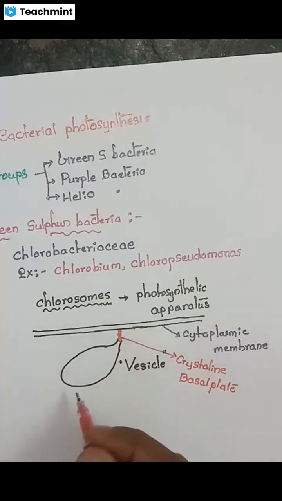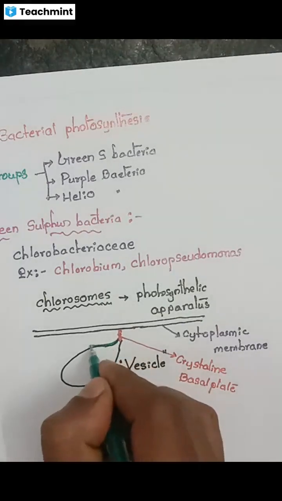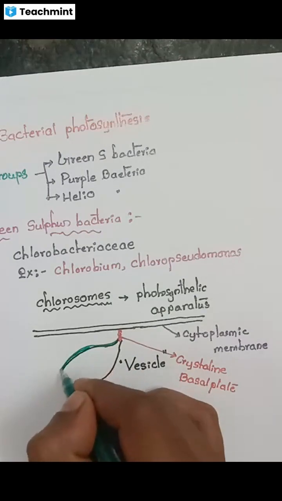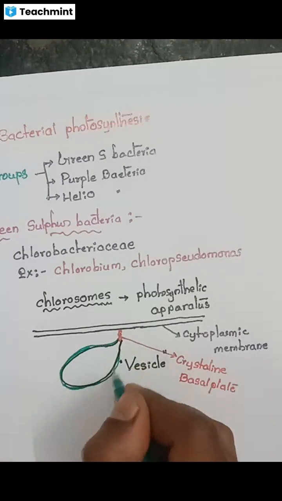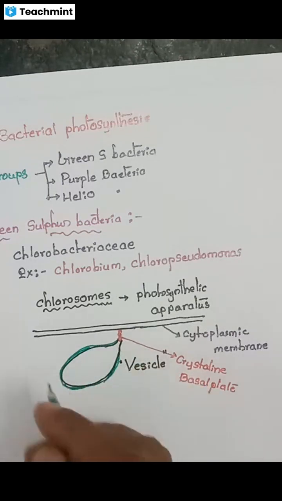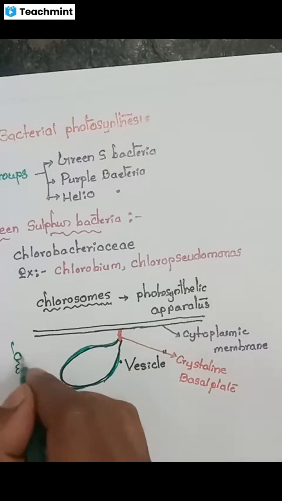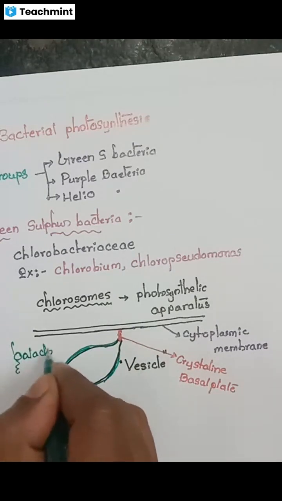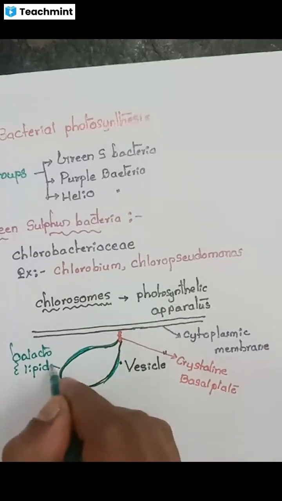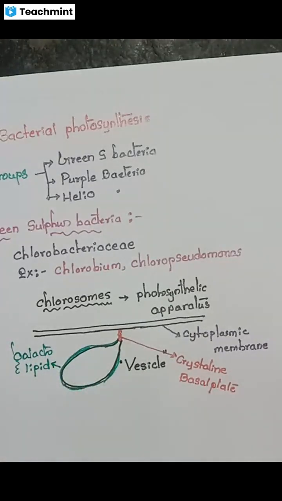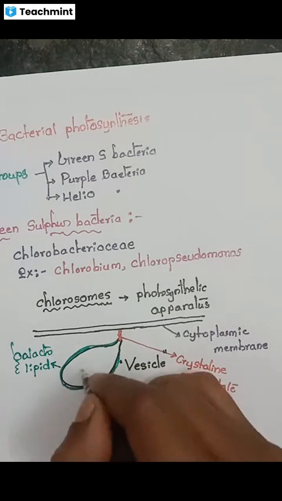The chlorosomes are surrounded by a single layer of galactolipids. They are surrounded by a single layer of galactolipids. So next one, the chlorosomes.